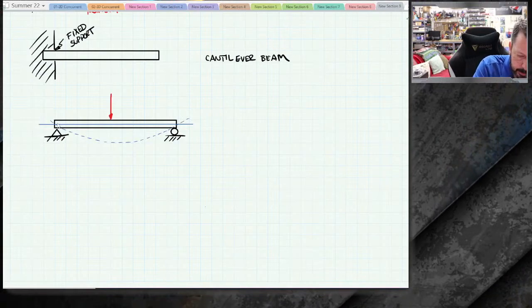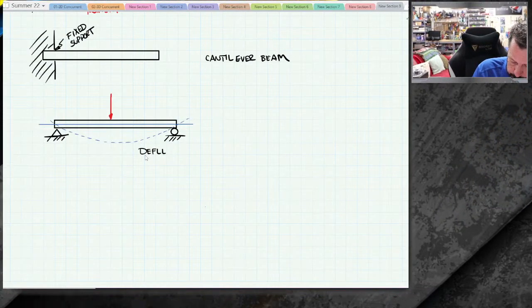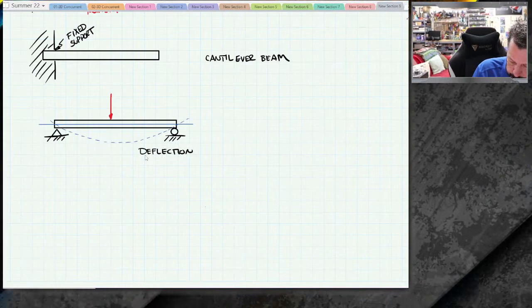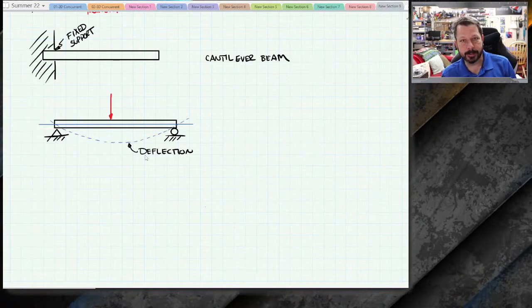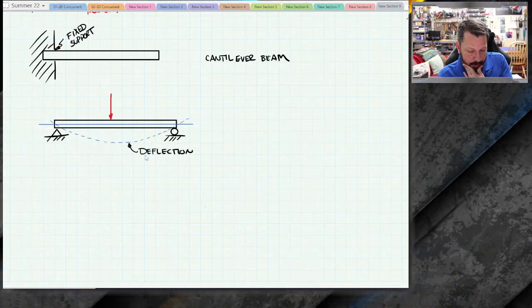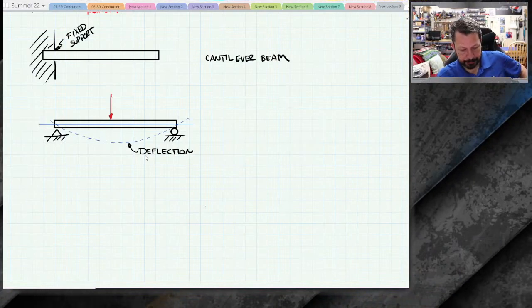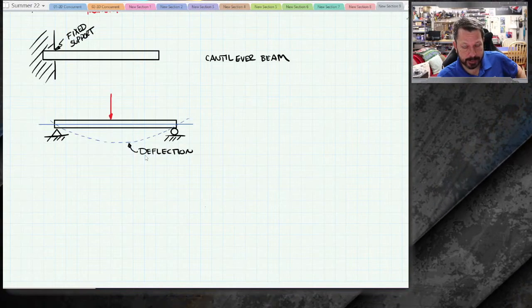So that is what we're calling deflection. It's probably not as dramatic as I drew there. That's a pretty severe amount of deflection. But we want to know when a beam does this, how far does it bend down? How far does it deflect?